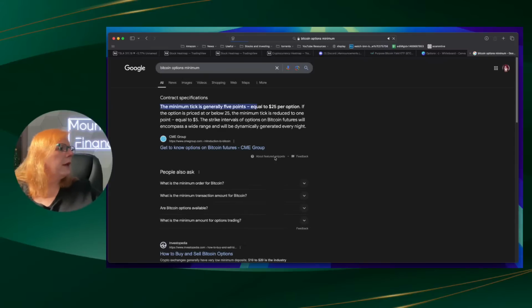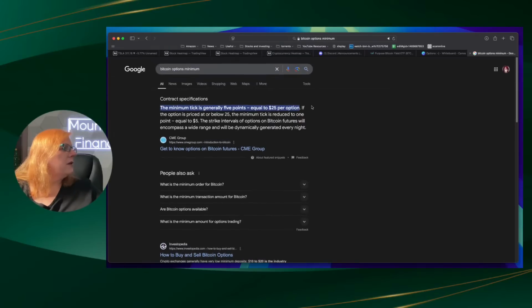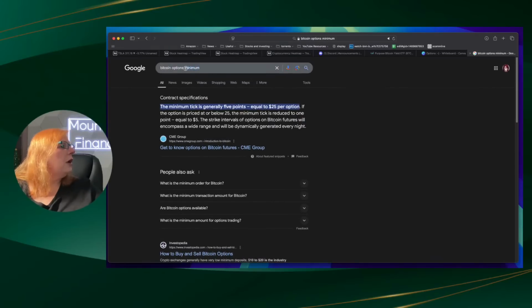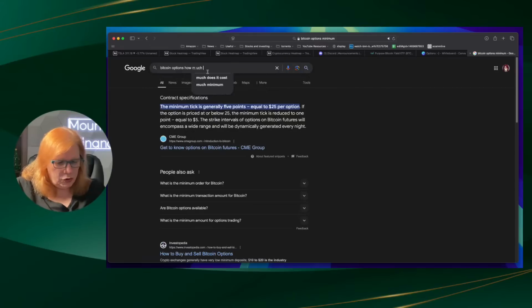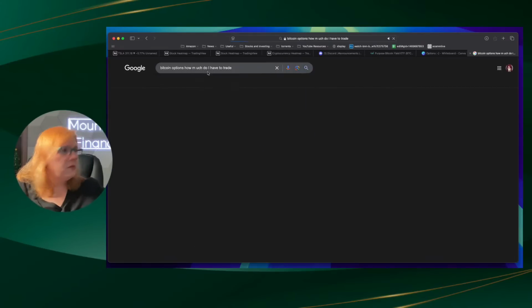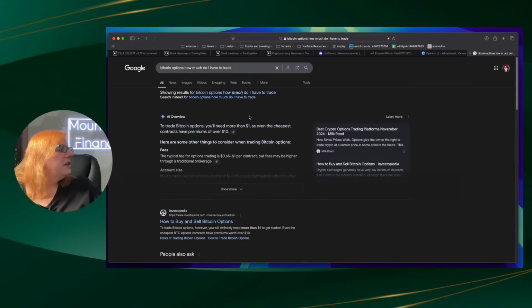Minimum. Let's see what we get here. All right. The minimum tick is generally 5 points, equal to $25 per option. Okay, that's not what I'm asking for. Bitcoin options. Let's see. How much do I have to trade? Let's just see what this is going to give me.